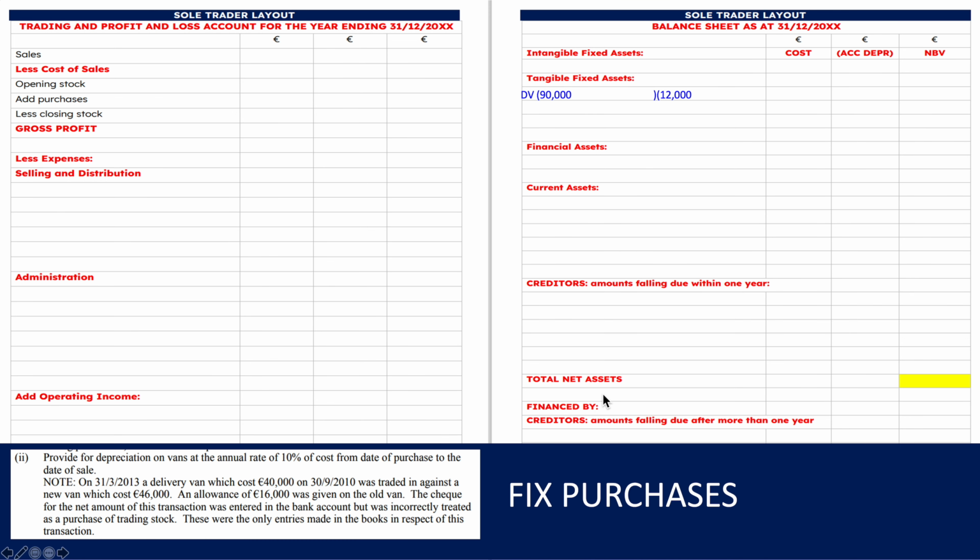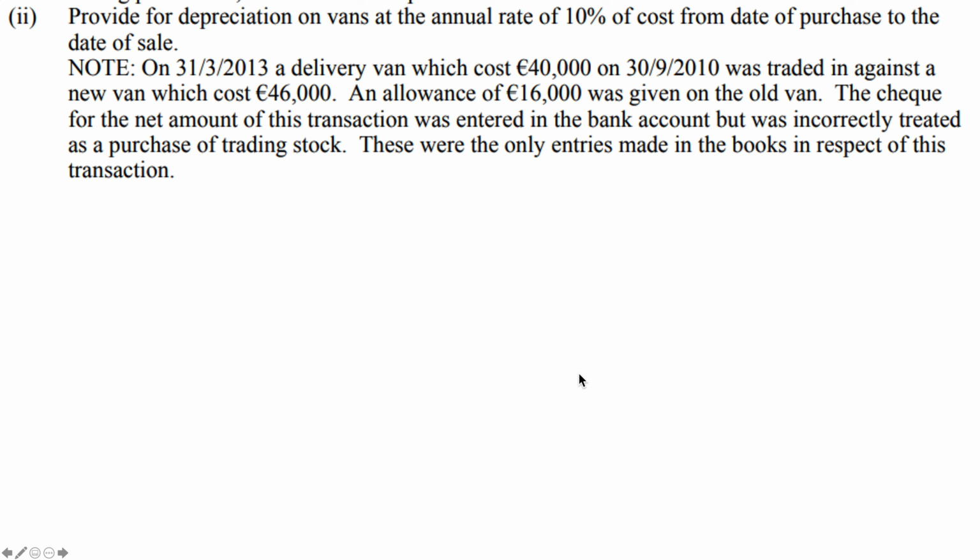First thing we'll do, it's the exact same. So provide for depreciation on vans at the annual rate of 10% of cost from date of purchase to the date of sale. Note, on the 31st of the 3rd, 2013, a delivery van which cost €40,000 on the 30th of the 9th, 2010 was traded in against a new van which cost €46,000. An allowance of €16,000 was given on the old van.